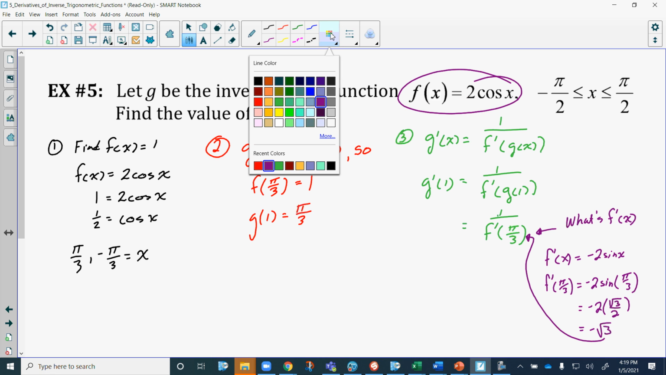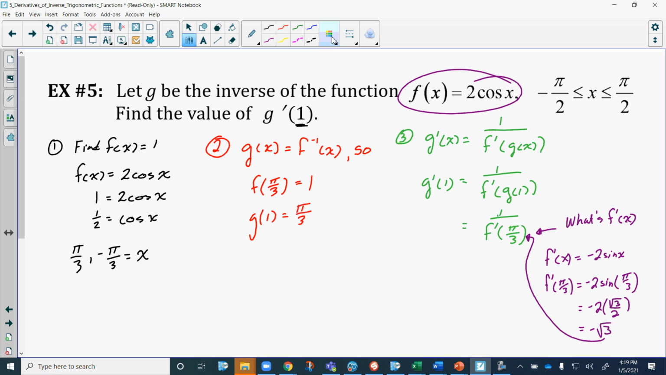So let's continue, going back to my green color here. That's going to give me 1 over negative radical 3. Now again, realistically speaking, we could probably stop there for a free response question, but if I rationalized it, that would be negative radical 3 over 3. And there we go. So this is a creative problem in the fact that it's tying a lot of prior knowledge into it.